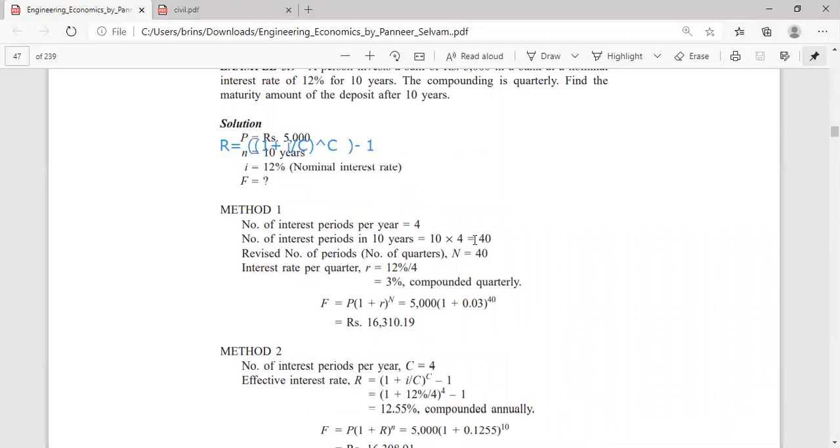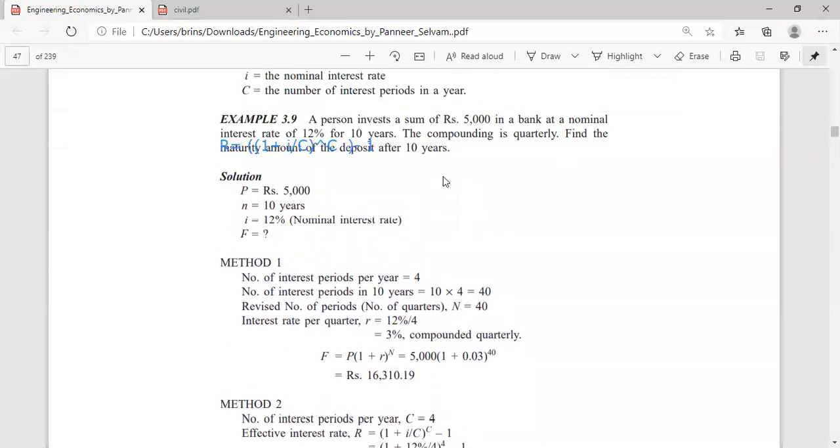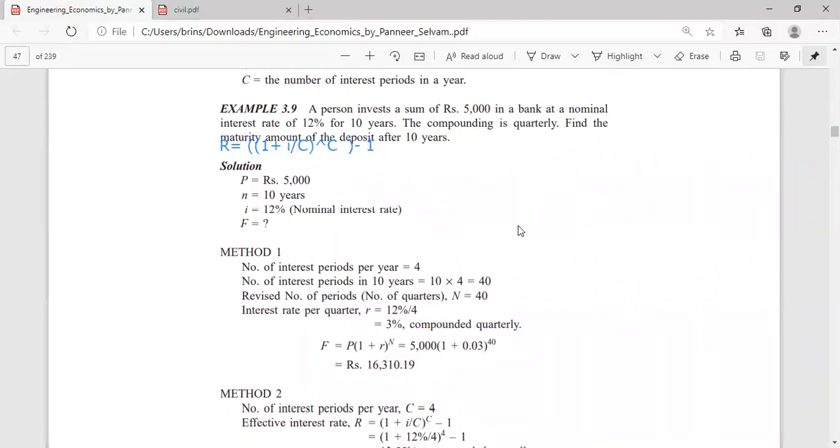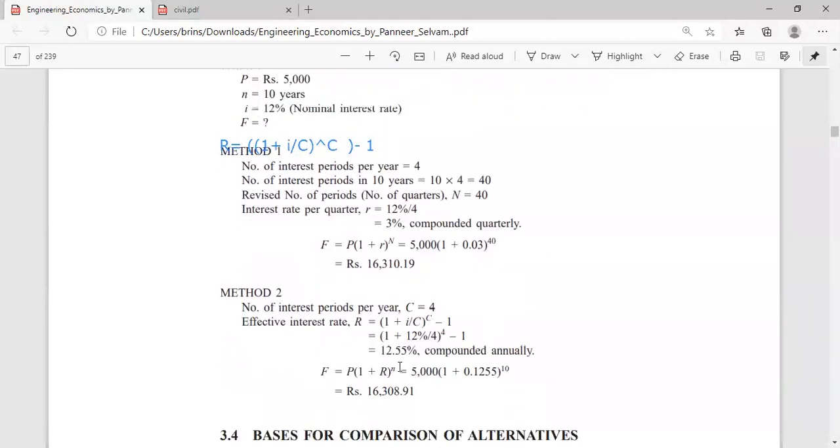And the second method: you can use the formula (1 plus I by C) whole power C minus 1. Here they have given you the interest. Quarterly means you know the number of interest payments per year is 4 times, and the effective rate R will be (1 plus I by C) power C minus 1. C we know is 4, and I is given as 12%. So directly you can apply and get the percentage compounded annually.